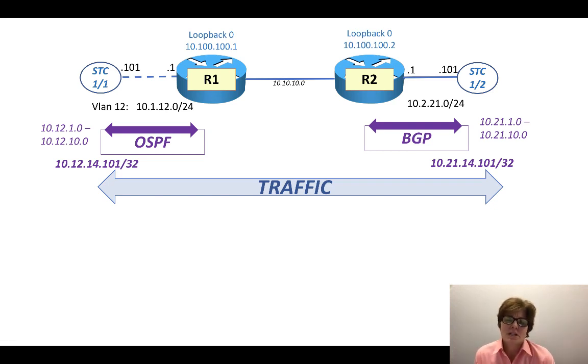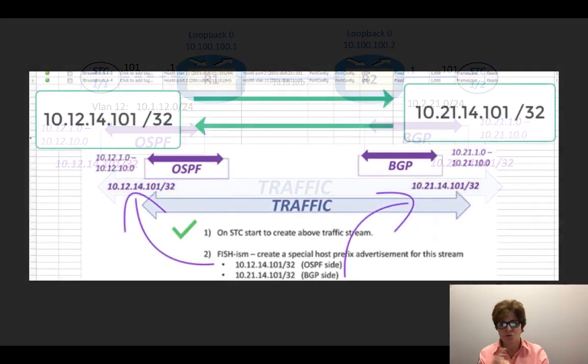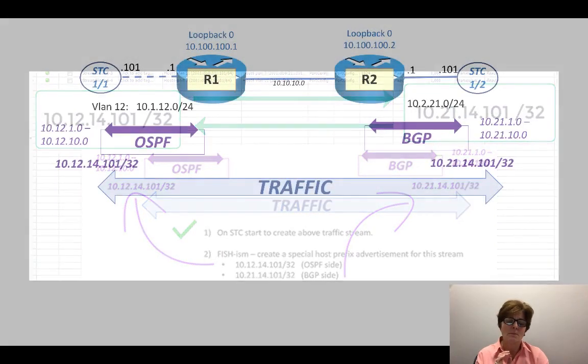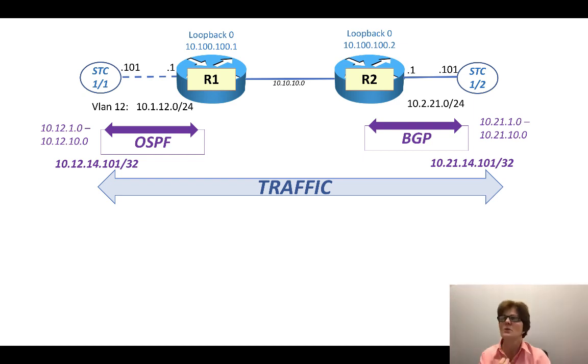Welcome back to a little bit more elaborate fun networking with fish. So we have our OSPF and we have our BGP, and we have our traffic that's actually going through between the two host prefixes that are being advertised by OSPF and BGP respectively. A common thing that we're asked to do is to actually churn routes.